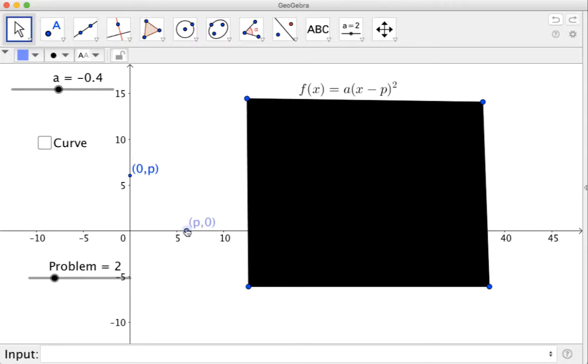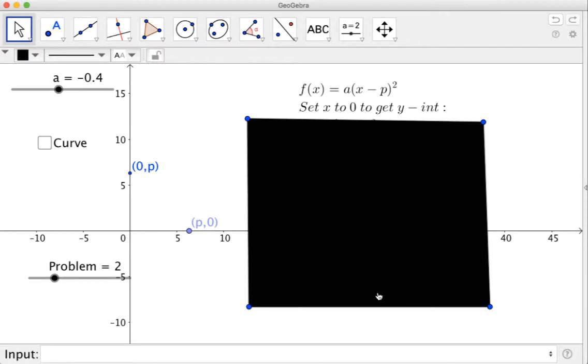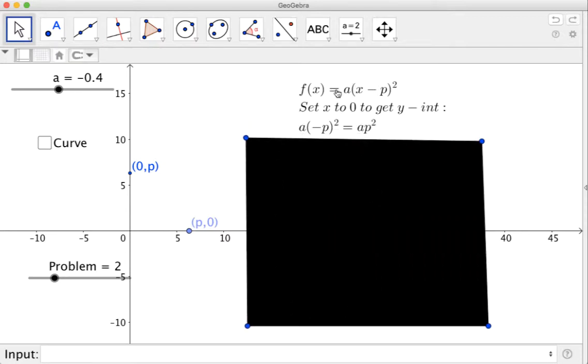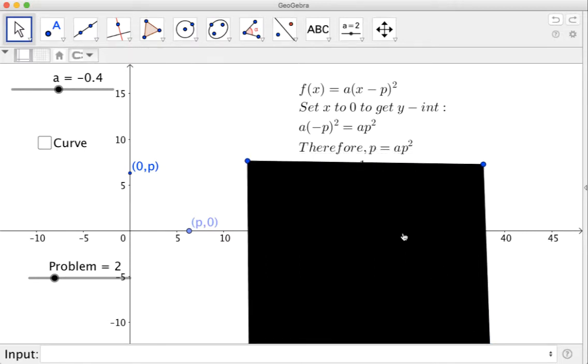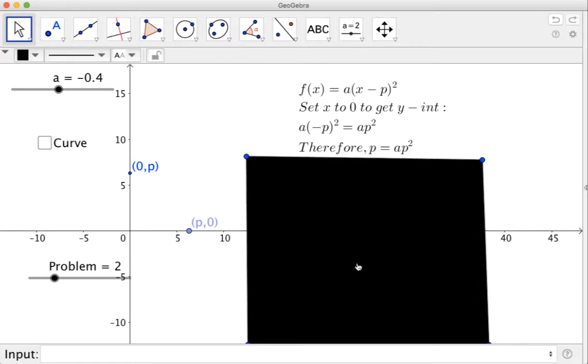And we could move p, and that would give us different quadratics. Okay, so we know again the y-intercept here, which is p. So we take our equation, we set x equal to 0 in order to figure out the y-intercept in this equation, and we end up with a times minus p, and then that quantity squared, which is equal to ap squared. So therefore we can say that p is equal to a times p squared, because we knew that the y-intercept was p, and we also knew the y-intercept from this form was a times p squared.